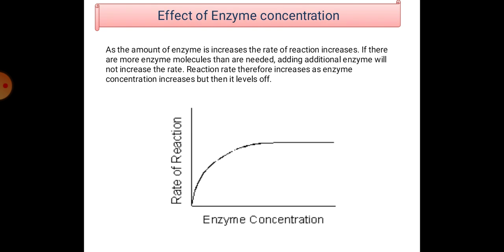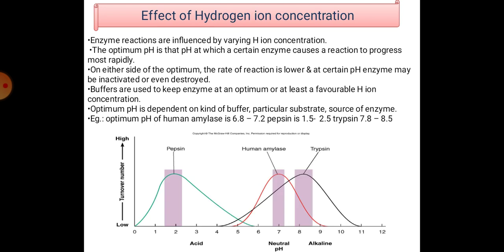Second is the effect of enzyme concentration. As the amount of an enzyme increases, the rate of reaction increases. If there are more enzyme molecules than are needed, adding additional enzyme will not increase the rate. Reaction rate therefore increases as enzyme concentration increases, but then it levels off.